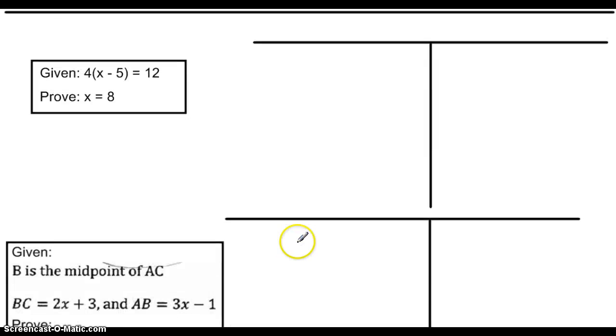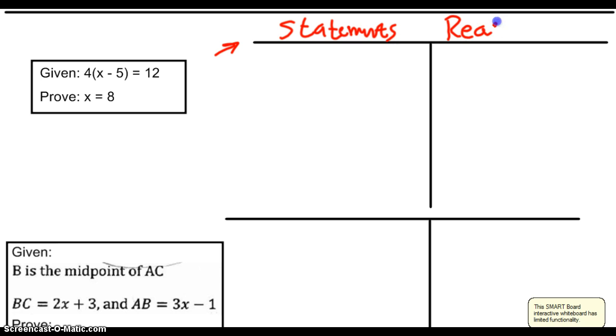Look at the first problem for me. When you're writing a two-column proof, the first thing you need to have is these two columns right here. The first column is going to be your statements, or your work, and the other column is going to be your reasons. Okay? And so when we're writing a proof, you always start off with what you're given, what you're starting with. And in this case, it's 4 times parentheses x minus 5 equals 12. And at the end of our proof, we should end with x equals 8.